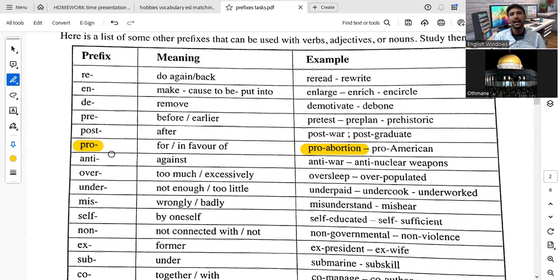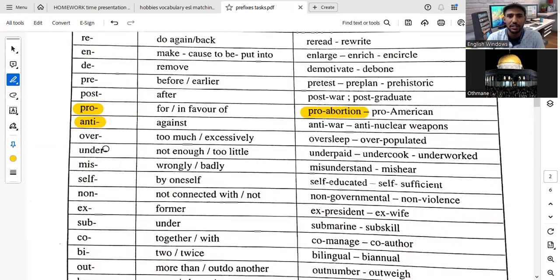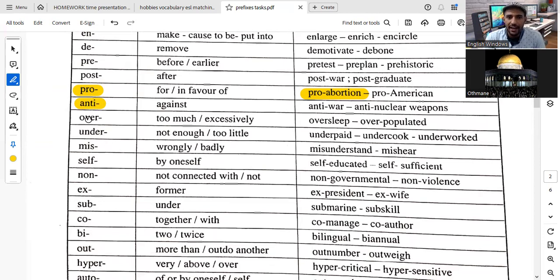Anti-war campaign, right? We see that there are many anti-war protests all around the world against the Israeli war, let's say on Gaza. That's an anti-war protest or anti-genocide protest, right? Anti-genocide protest. So anti is the opposite of pro. Anti means against, pro means with. Okay, now we have over.